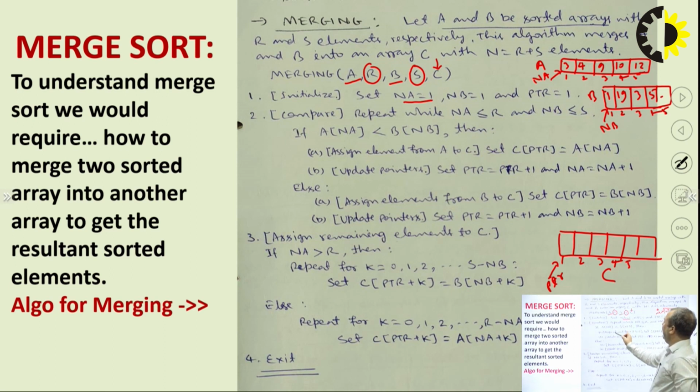What we do? If A[NA] is less than B[NB], means the first value of this array, if it is less than the first value of B array, right? Then what we will do? We will assign the lesser number into this. For example, in this array A and B, which one is less? A[NA] means 3 is not less than B[NB] means 1. So what we will do? We will assign B[NB], means the value which is lesser, we will be assigning to the resultant array C, okay. So out of this, this will be assigned here, right?